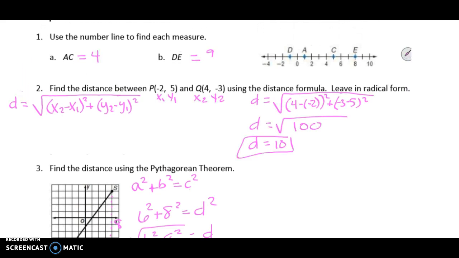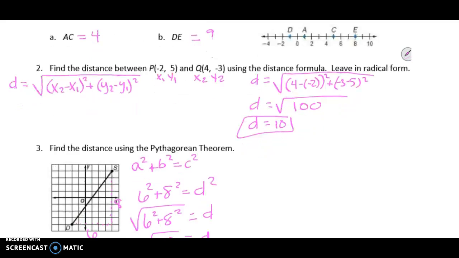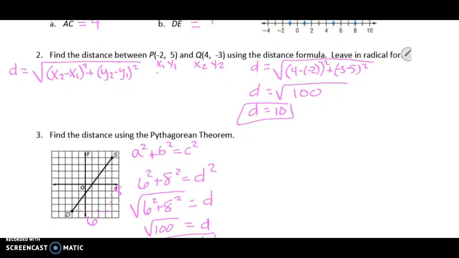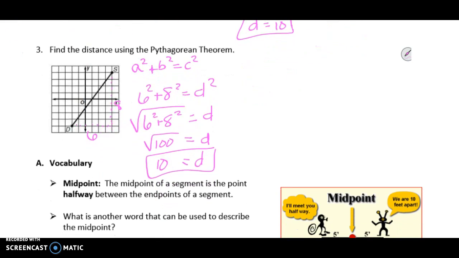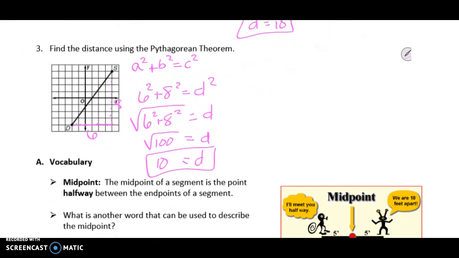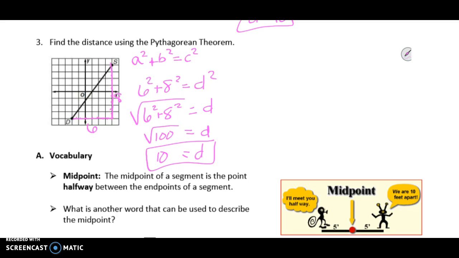Okay, so just counting. You should have found at number 1 that AC is 4 and DE is 9. Distance formula, labeling one of your points x1, y1, the other x2, y2, plug in. You should have found that the distance was 10. And the same on the Pythagorean theorem. We had a horizontal distance of 6, vertical distance of 8. Plugging into the Pythagorean theorem, also find D is 10.